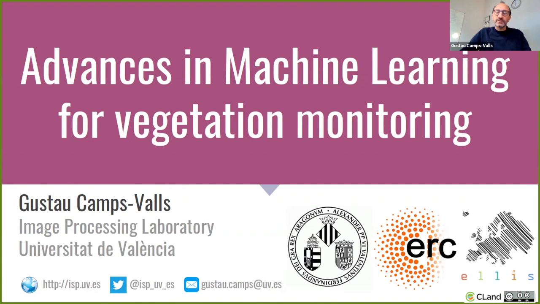Today, I'm going to talk about some recent advances in machine learning for vegetation monitoring. I'm in a lab in Valencia, at the University of Valencia, called the Image Processing Laboratory, and we are working towards developing new algorithms for different applications in Earth system science. And I will show you some methodologies that we have been developing in the last years to tackle this really challenging and pressing problem of vegetation monitoring from space.